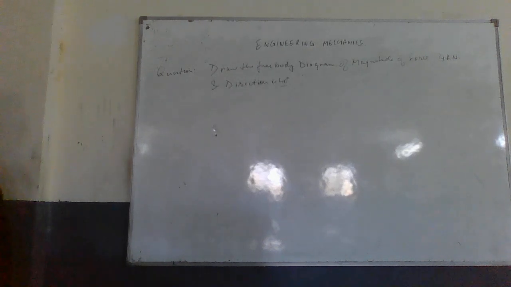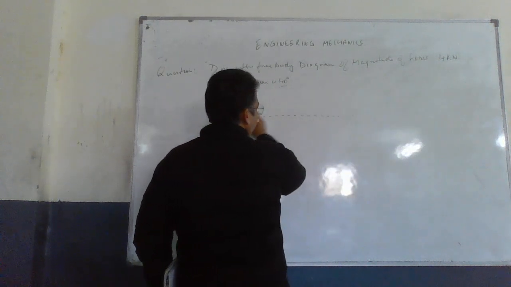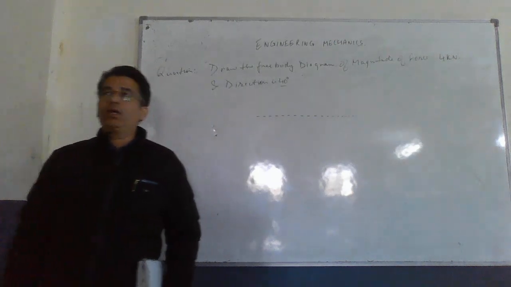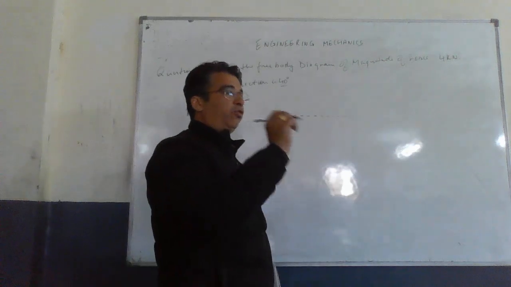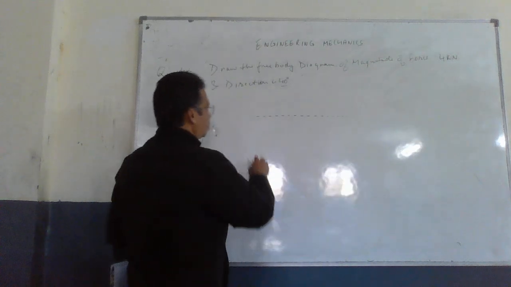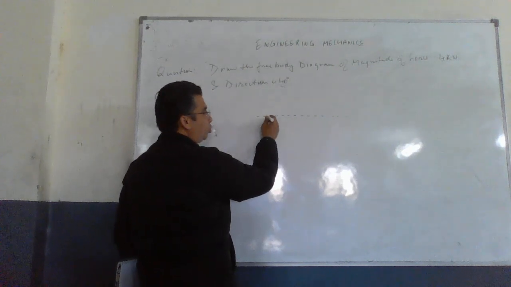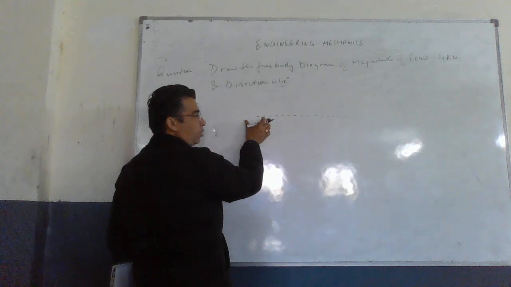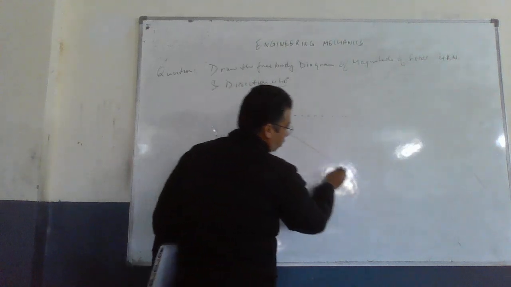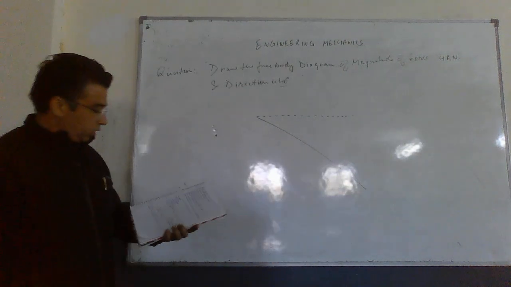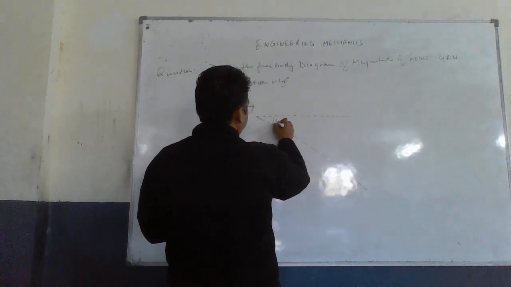To generate a free body diagram, first of all you will create an imaginary line, and through this imaginary line you will create a line of action of force at 40 degrees. Using a D, put the D here, measure the 40 degrees, and then draw a line. This line represents my 40 degrees.